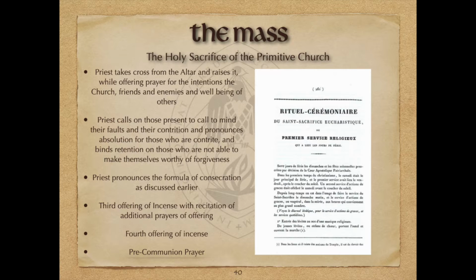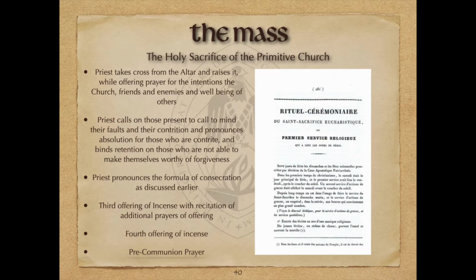So all this preparation, offering of incense, offering of intention, offering of a homily, all that having been completed, the priest then pronounces the formula of consecration that we've discussed earlier, that comes from the sixth chapter of the Gospel of John, as opposed to the words of institution or the epiclesis that you find in either Western or Eastern churches. The elements, the bread and wine, having been consecrated with the formula of consecration that the primitive church uses, the priest then, for the third time, offers incense with a recitation of additional prayers of offering.